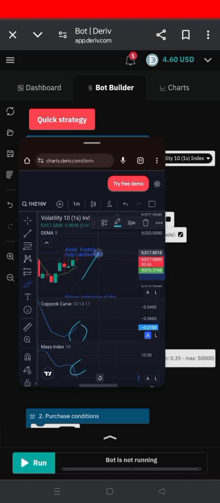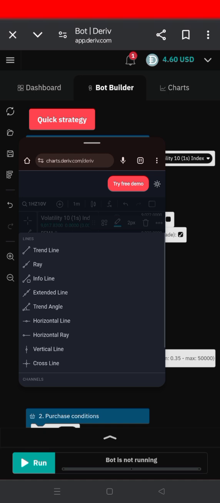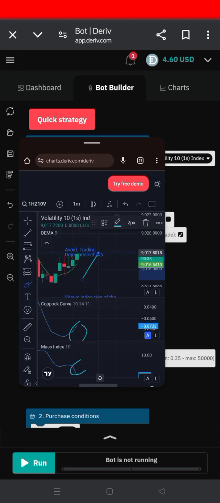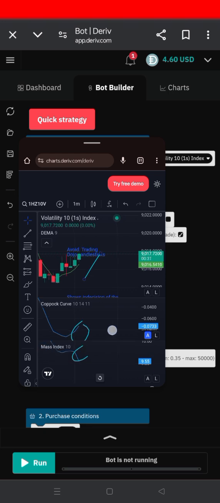So instead of risking, let's call it a day. You can see the Coppock Curve, the mass index, how they are behaving. So with that, let's just not risk.